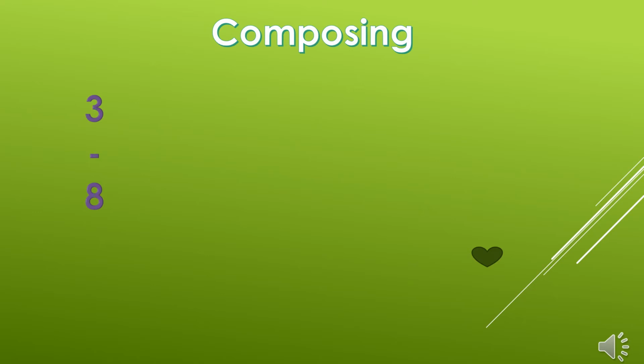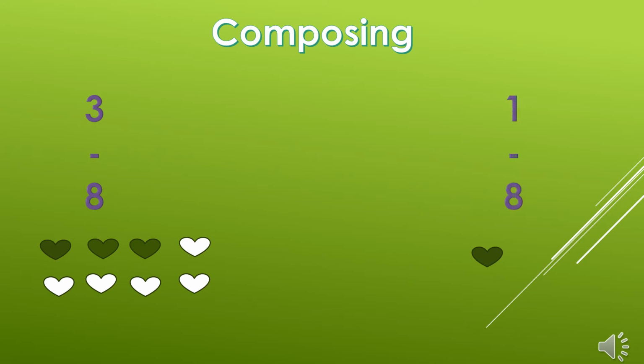Let's look at composing some fractions. Here I have the fraction 3/8. I need 3 unit fractions to make 3/8. So here I have 3 hearts shaded out of 8 total to represent 3/8. Another example is 1/8. Here I have 1 heart shaded out of 8. So I'm composing only 1 heart out of 8. So 1 heart is shaded.